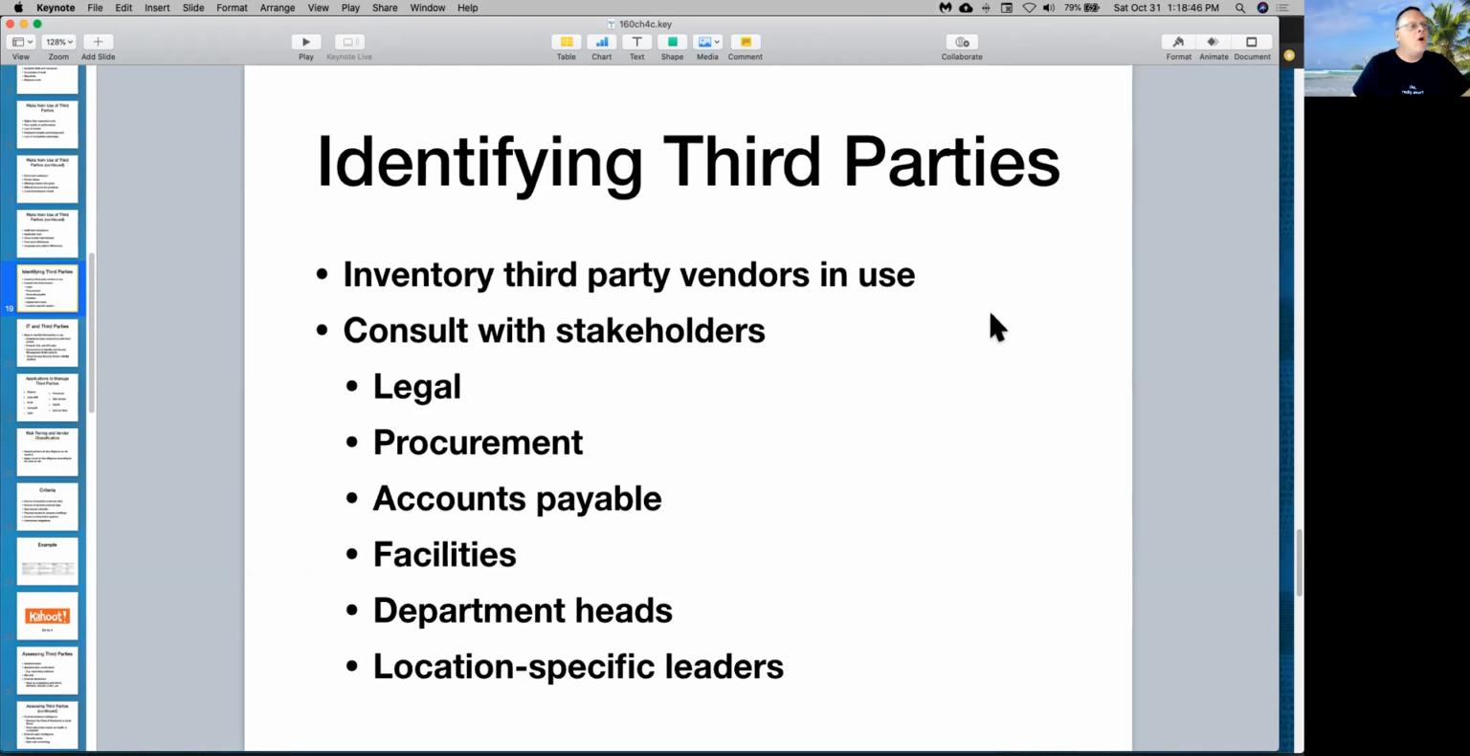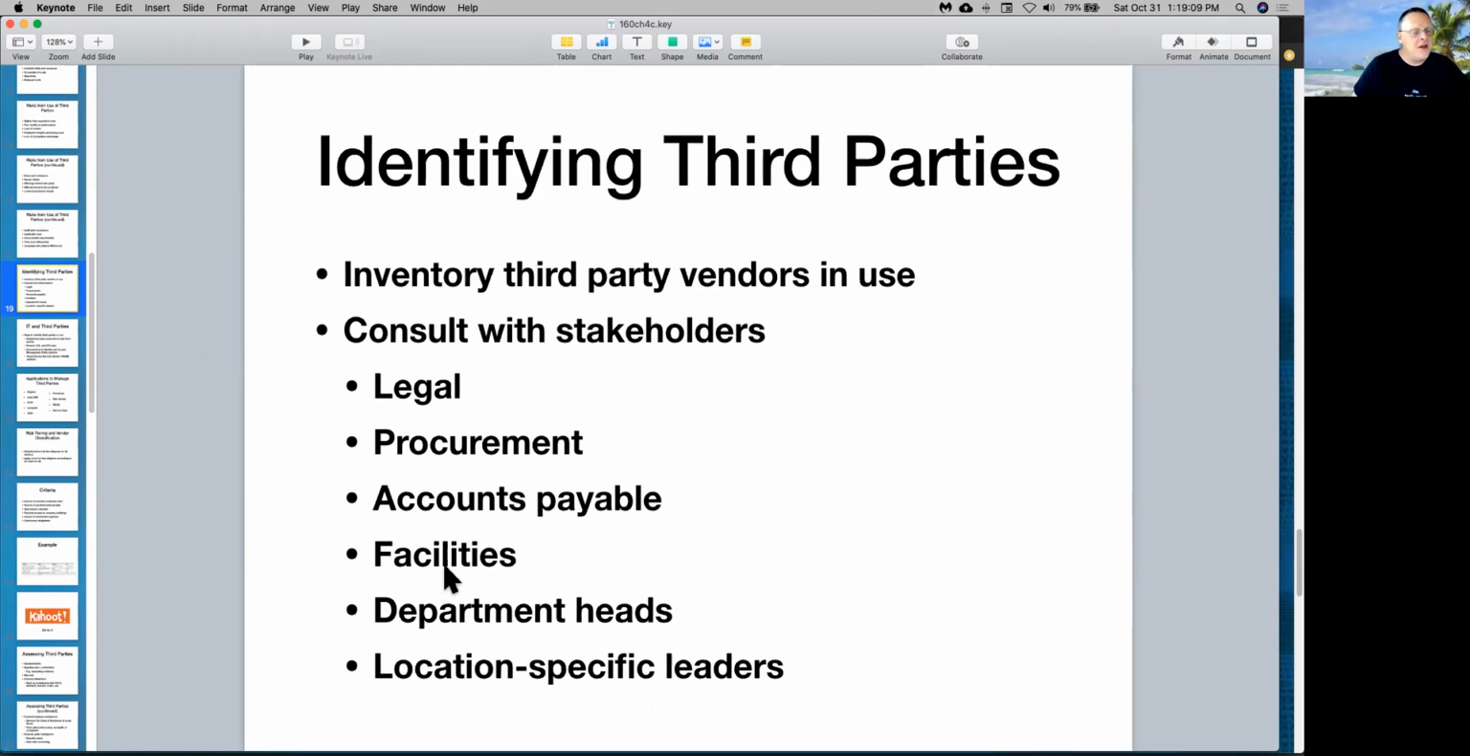So one thing you have to do at a company, most of us don't get a chance to plan this stuff. We get thrown into a company that's already running and already probably having a lot of bad habits. So the first thing is to find out, what third parties are we currently using? So you can ask the people to see, are you using this stuff? Ask department heads and all the different departments.